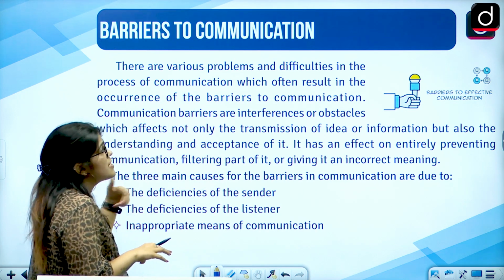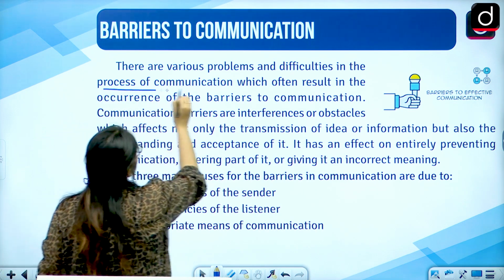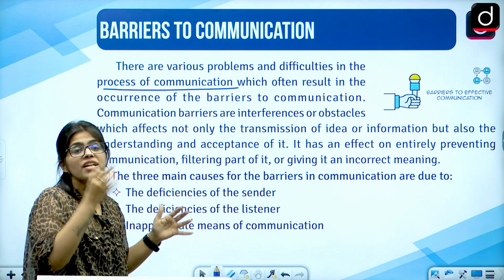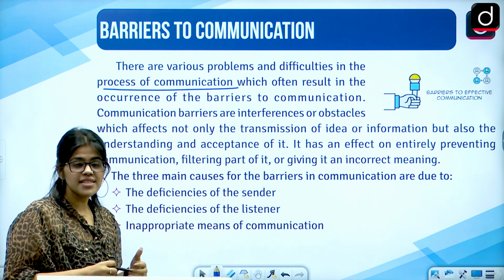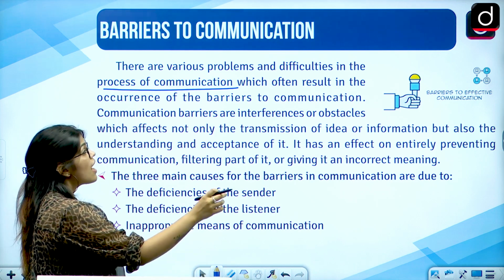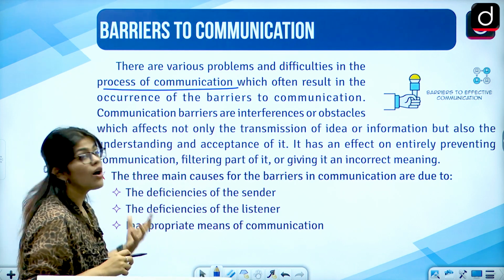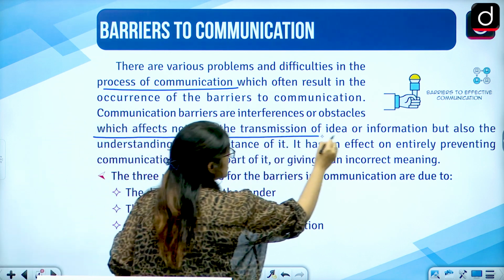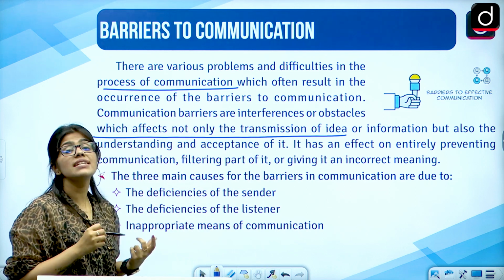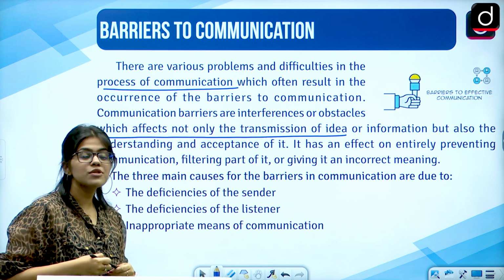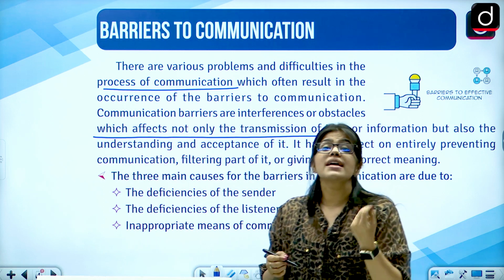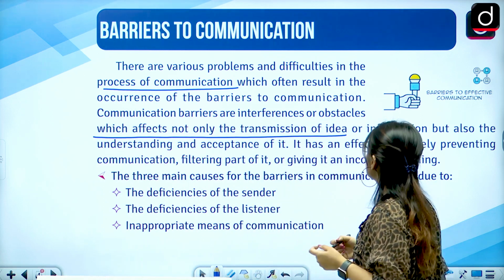So there are various problems and difficulties in the process of communication which often result in the breakage or entropy in the communication process. These are termed as the barriers to communication. Communication barriers are basically the interferences or the obstacles which affect not only the transmission of idea or information but also the understanding and the acceptance of it. So you sometimes do not understand the message, or maybe it is not delivered, or it is very difficult to accept the message. So these are the different barriers.